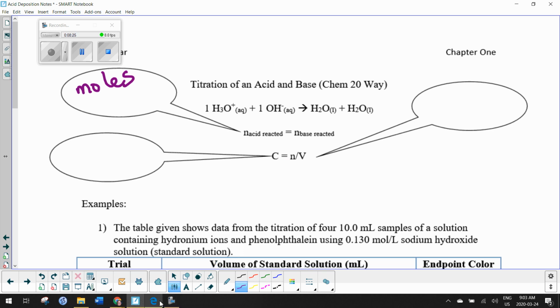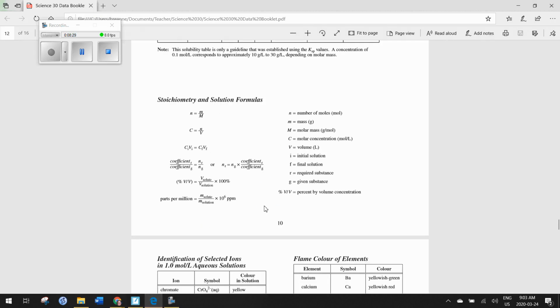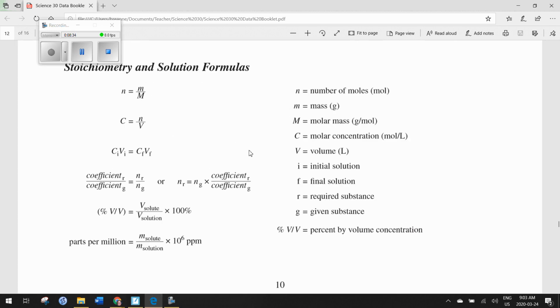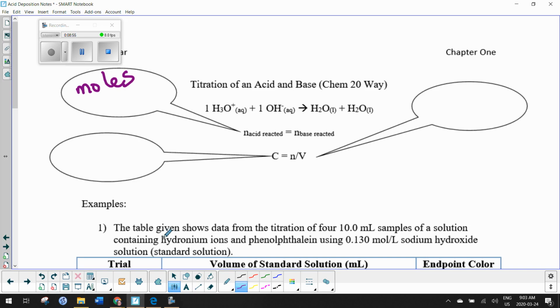So C, if you go to your data booklet, you can actually find these calculations right in your data booklet. On page 10 in your data booklet, so I'm going to make this bigger so you can see it. So we have our calculation right here. C equals n over V. So if we cross over here, C equals molar concentration in moles per liter. V equals volume in liters. And then n, which is right at the top, is number of moles, mol. So all this is in your data booklet. You don't have to memorize them. They are given for you.